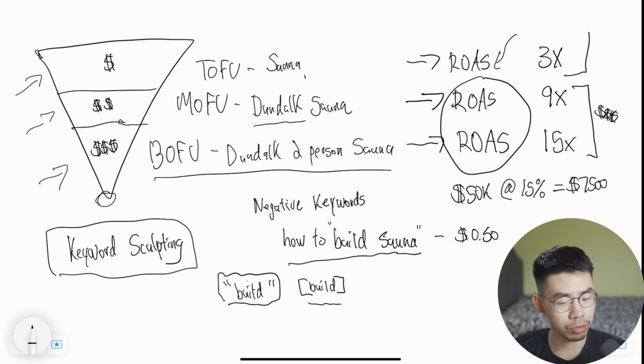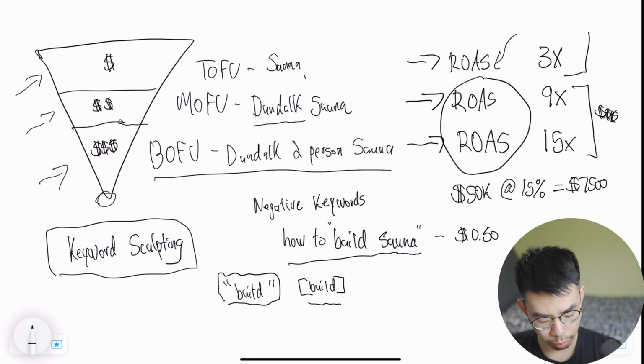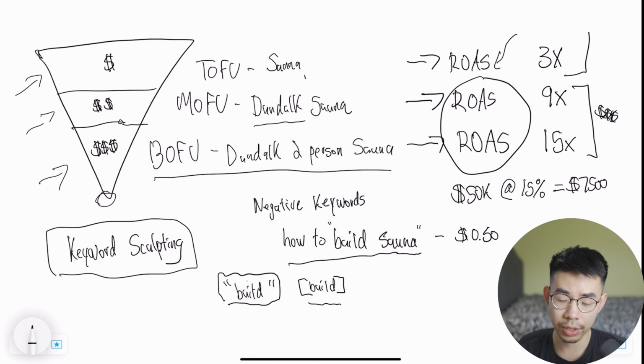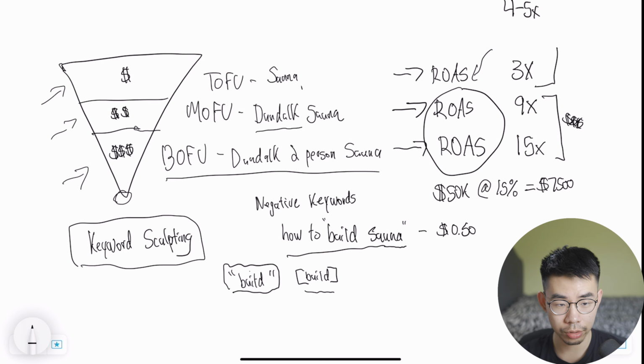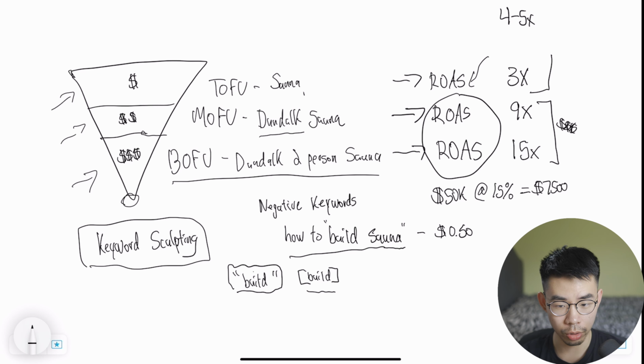So the only time you should be using exact match is if that keyword can be known for something else. For example, how to build sauna. I would do the word build because I don't really want anything related to building products for my store if I'm selling saunas. But if it can be confused with another keyword, that's when you want to use exact match. Can't really think of an exact example right now, but that's essentially what you want to focus on.